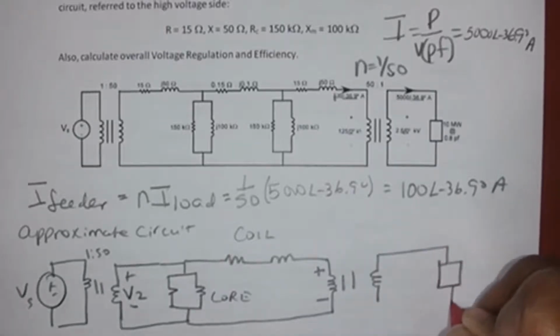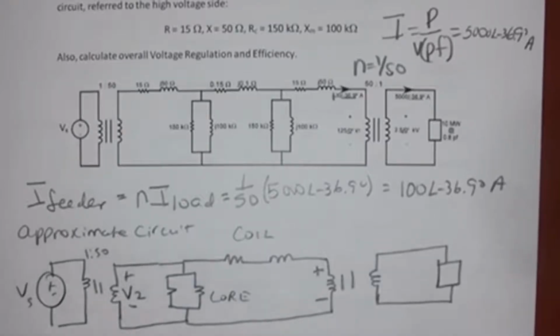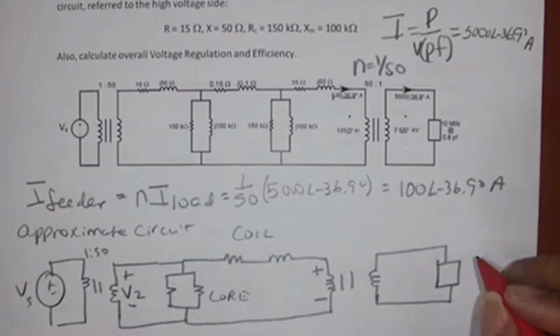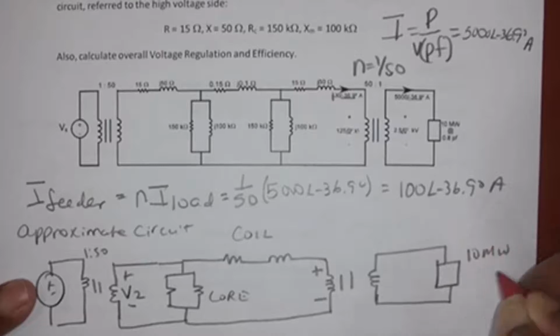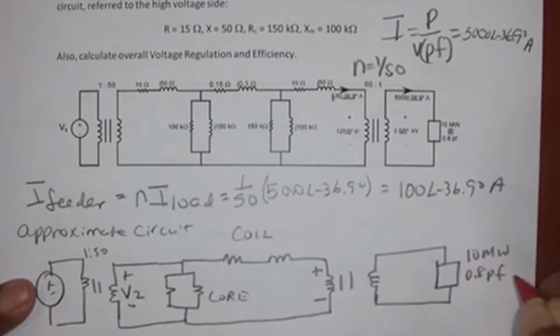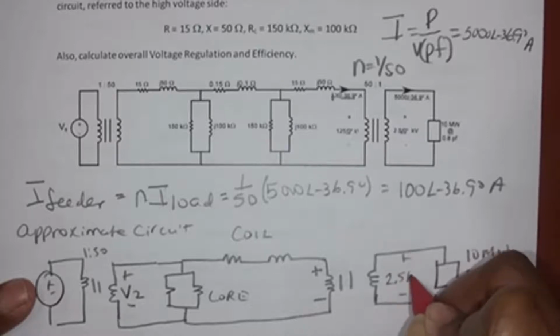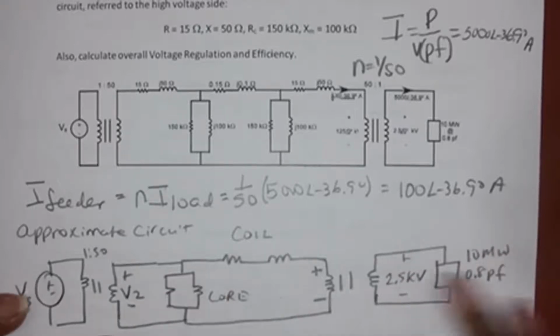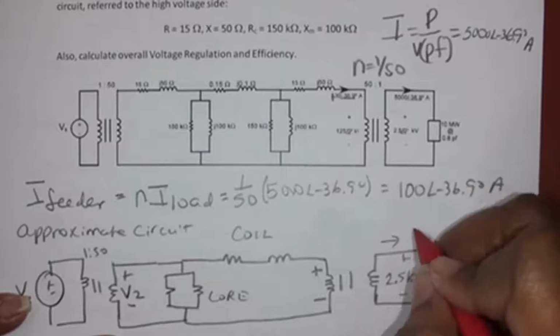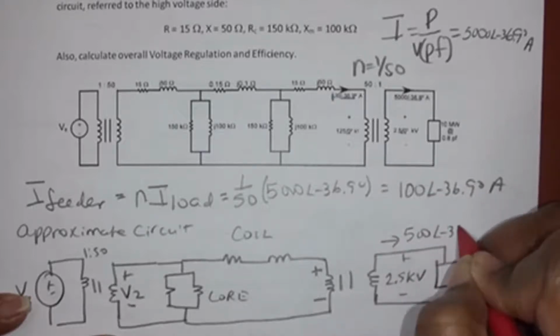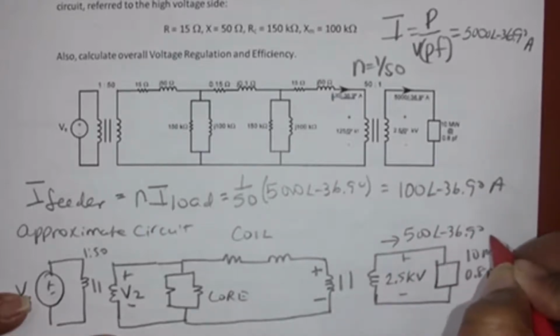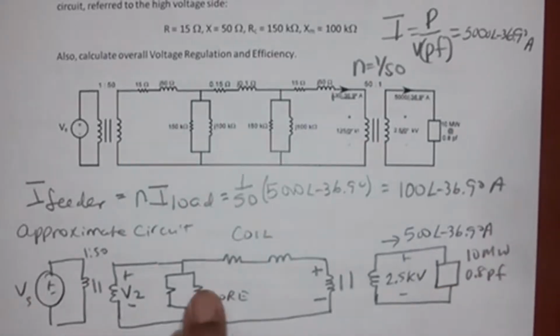And none of this changes on this side. So this is still 10 megawatts, 0.8 power factor. This is still 2.5 kilovolts. And this current is still 500 with an angle of negative 36.9 degrees. So nothing changes on the first and the tertiary parts. Everything that changes is in the middle.